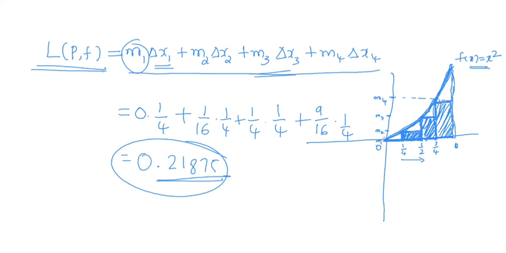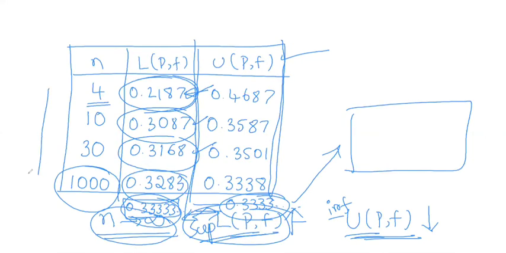To calculate the area under the curve, we have to consider these triangles also, but in case of lower Riemann sum, we are leaving back these triangles as it is. We are only calculating the area of the rectangles. That will give you the lower Riemann sum. Now, according to this table, as n becomes larger and larger, the value of the lower Riemann sum is increasing.